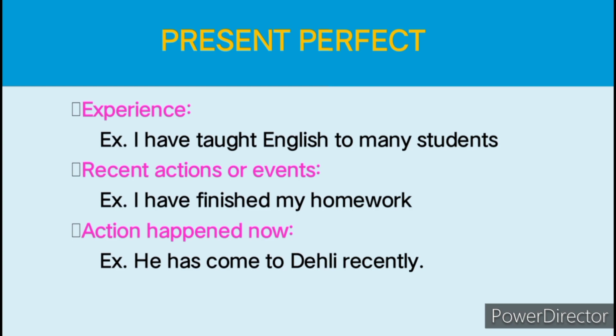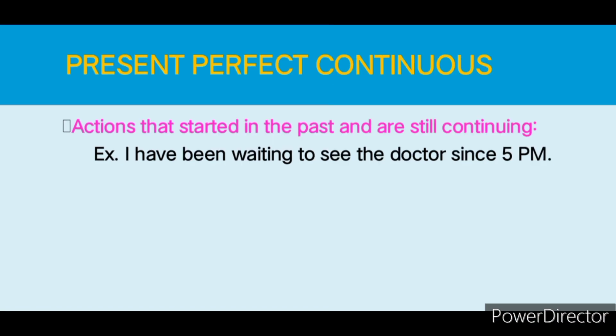Dear friends, now we will study the present perfect. Present perfect is useful to show our experience. For example, I have taught English to many students. It is useful to show recent actions or events. For example, I have finished my homework. It shows an action that happened recently. For example, he has come to Delhi recently. Dear friends, present perfect continuous is useful to show actions that started in the past and are still continuing. For example, I have been waiting to see the doctor since 5 p.m.